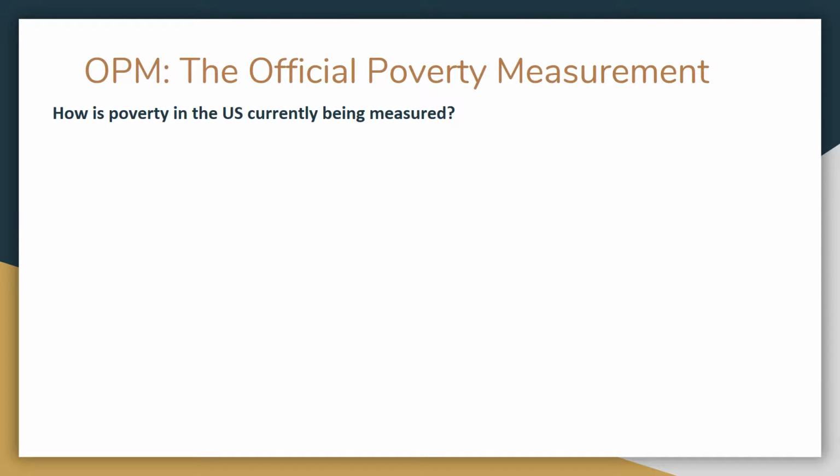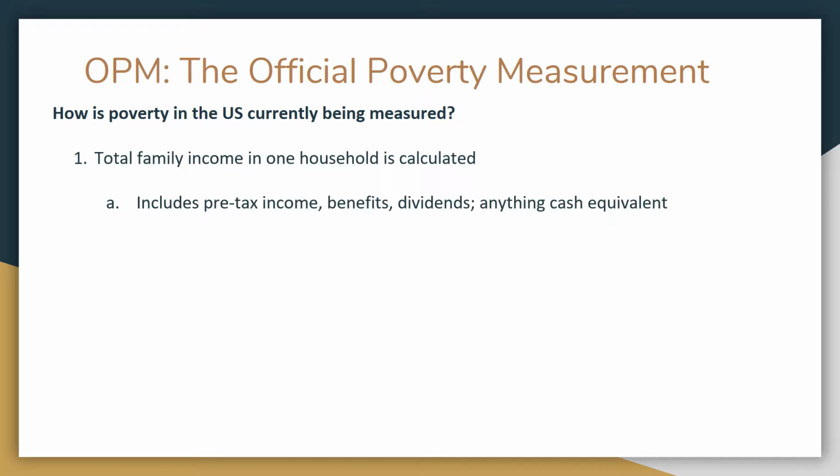How is poverty in the U.S. currently being measured? The current system we have in place is the Official Poverty Measurement, or the OPM for short. The OPM has two steps. First, a total family income in one household is calculated. This includes pre-tax income, benefits, dividends, and more, really anything that has a cash equivalent.